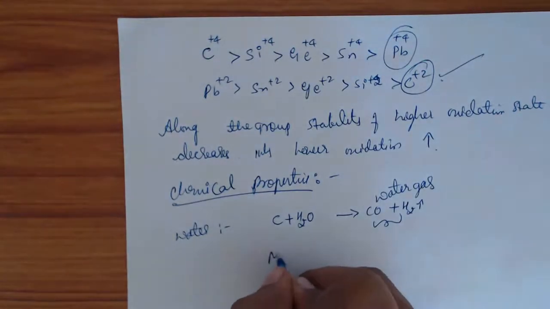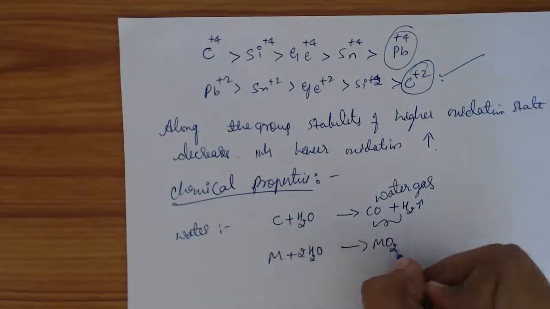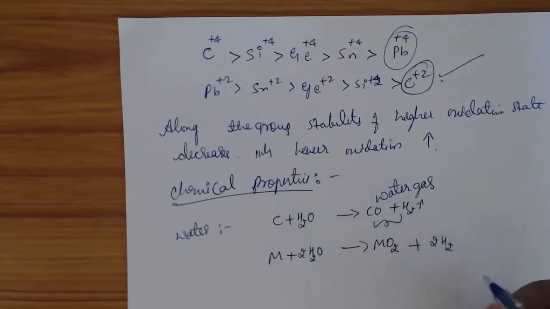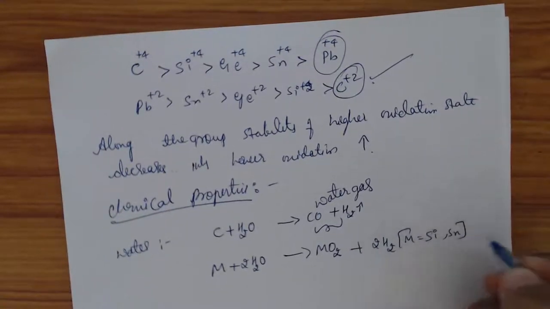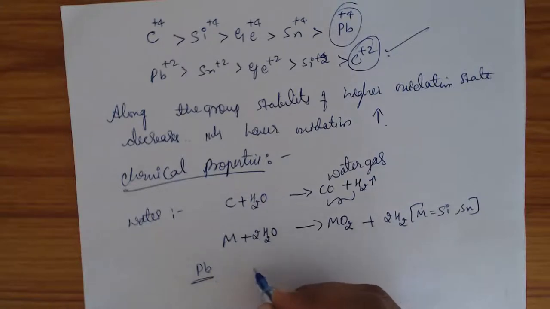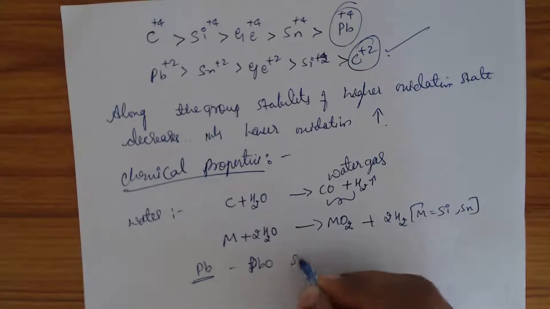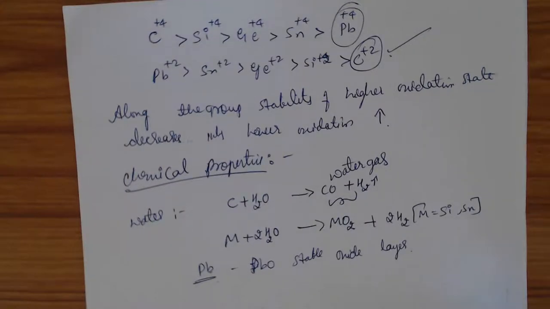Okay, all the metals except carbon, when they react with H2O, also form oxides with the liberation of hydrogen gas. Those metals are silicon and tin. So listen, students, this lead, Pb, is unaffected by water because of the formation of a stable oxide layer. PbO is a stable oxide layer. Due to the formation of the stable oxide layer, it becomes inert or unaffected.